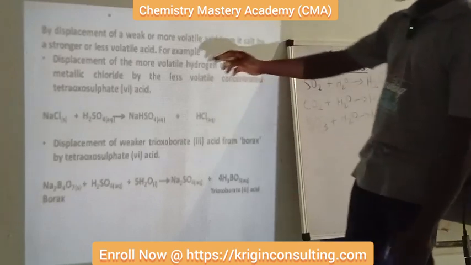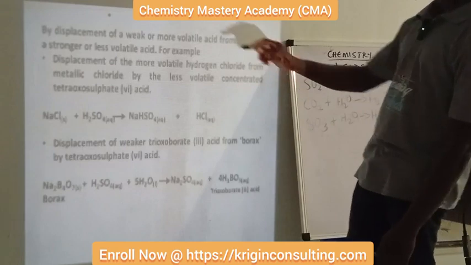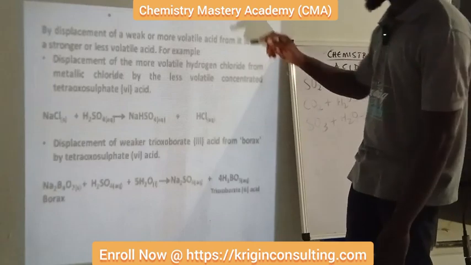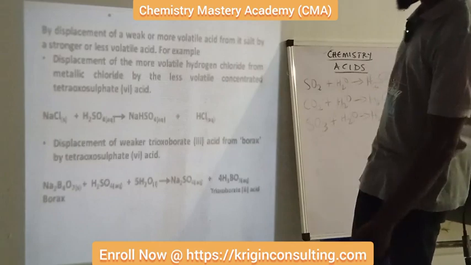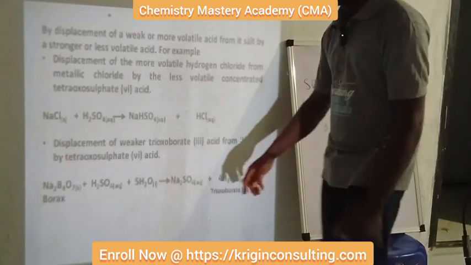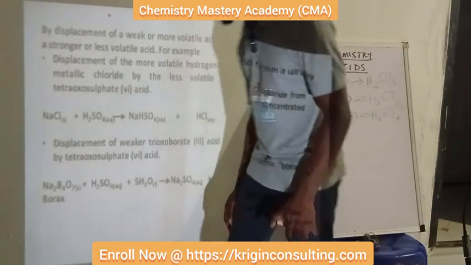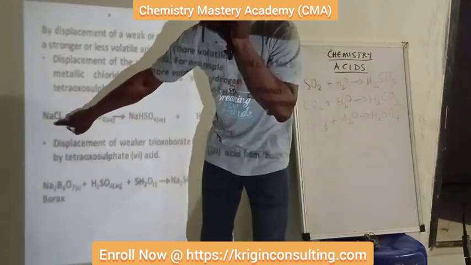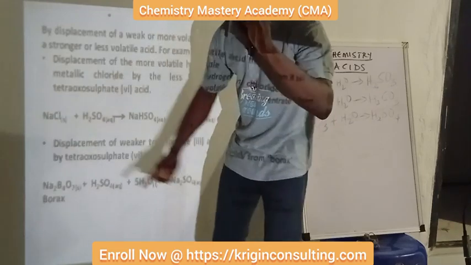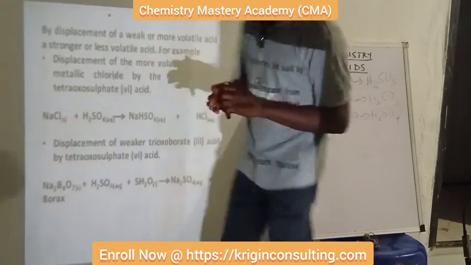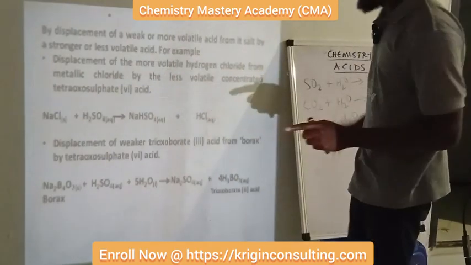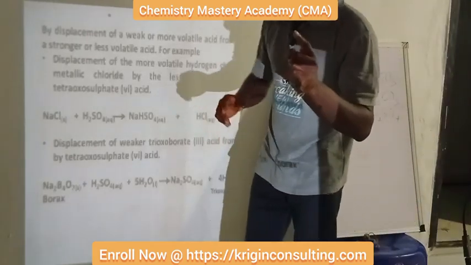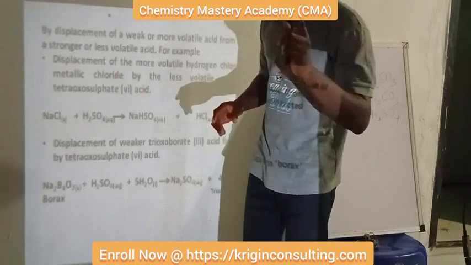Okay? So, displacement of the more volatile hydrogen chloride from metallic chloride by the less volatile concentrated tetraoxosulphate(VI) acid. So basically, what are we saying? Look at this: salt and H2SO4. Now, this salt that we have here was formed when you mix hydrogen chloride plus sodium hydroxide. I've cleaned it from the board, but you remember that example, right? That's when this salt was formed.